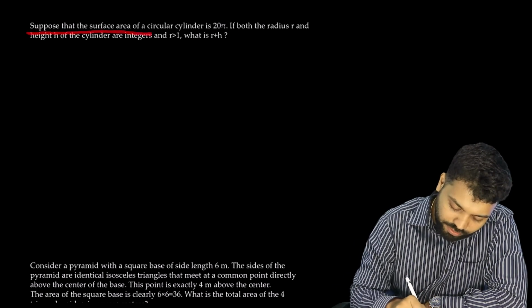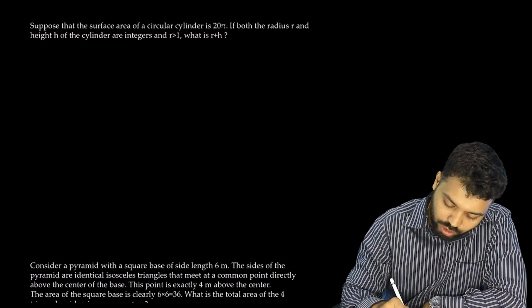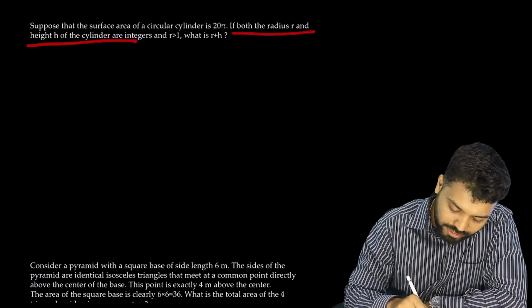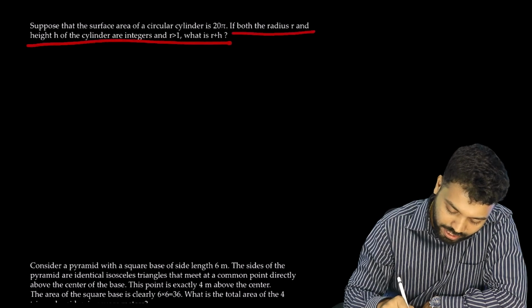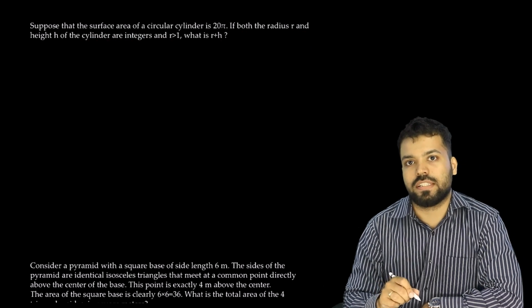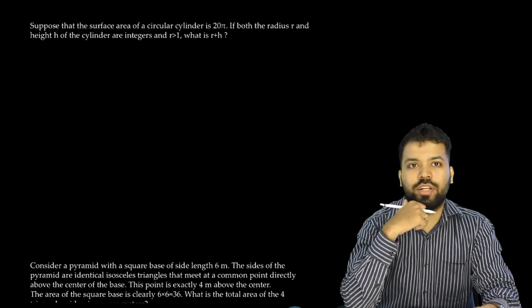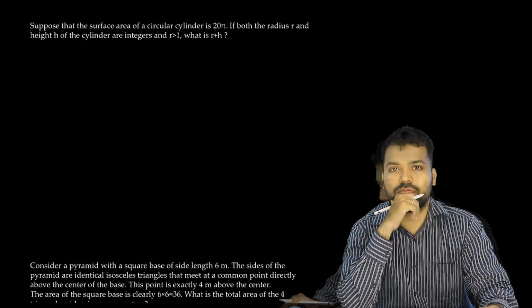Suppose that the surface area of a circular cylinder is 20 pi. If both the radius r and height h of the cylinder are integers and r is greater than 1, what is r plus h? How do we solve this? Can someone help me to solve this problem?